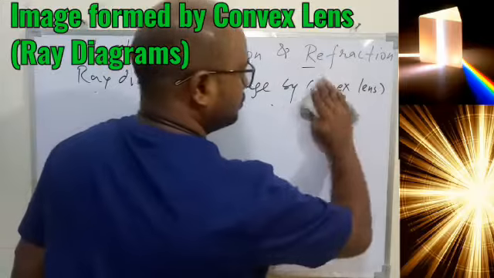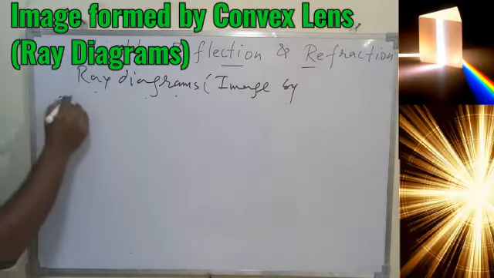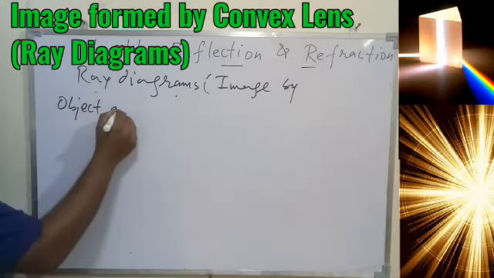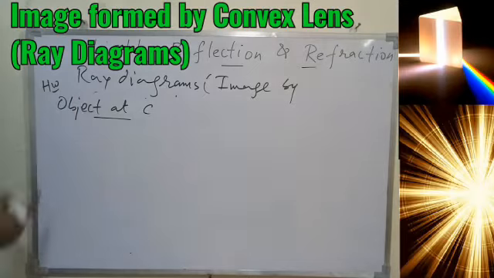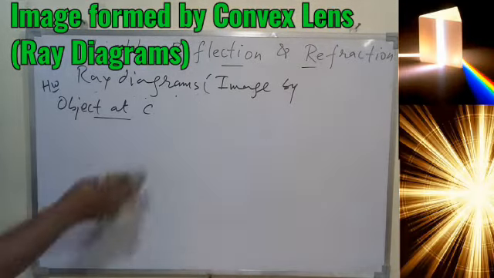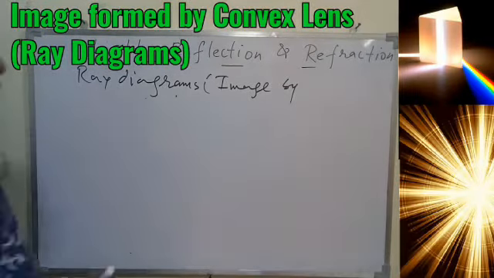Now I am going to the concave lens. One you try yourself, okay? So object at C, that is the center of curvature. In the case of a convex lens, you can try yourself. So this is one homework. Only one ray diagram you have to practice, means do it yourself. The rest I have already done.